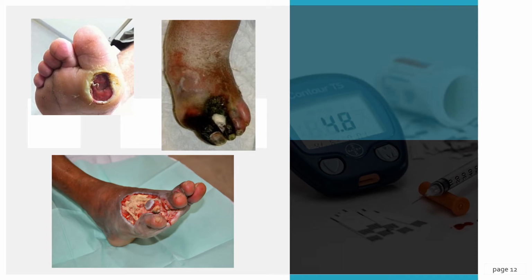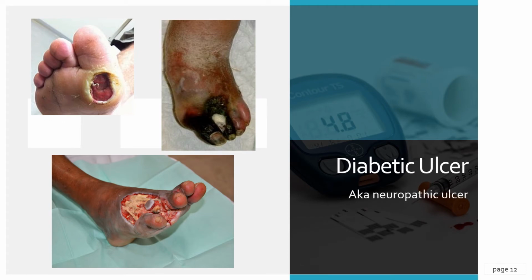Any idea what type of wounds these are? Sorry, that's a trick question. I didn't tell you the patient's history. All of these patients have diabetes. You guessed it, these are diabetic ulcers, sometimes known as neuropathic ulcers.